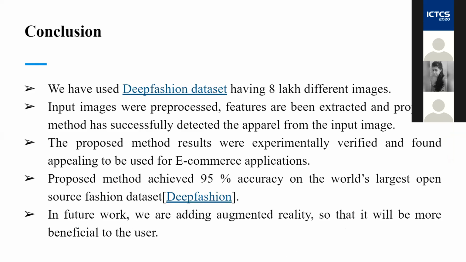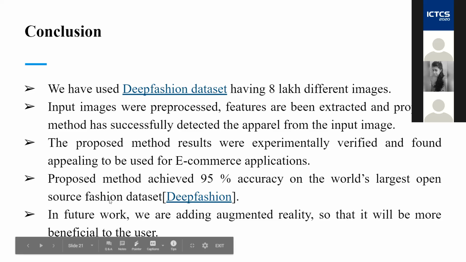Me and Atima used the DeepFashion dataset having 8 lakh different images. Input images were pre-processed and features extracted, and the proposed method has successfully detected the apparel from the input image. The proposed method results were experimentally verified and found appealing for e-commerce applications. The proposed method achieves 95% accuracy on the world's largest open source fashion dataset, and in future we are adding augmented reality so that it will be more beneficial to the users.